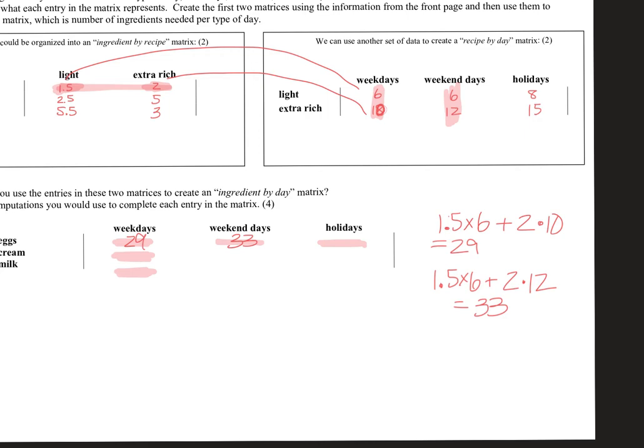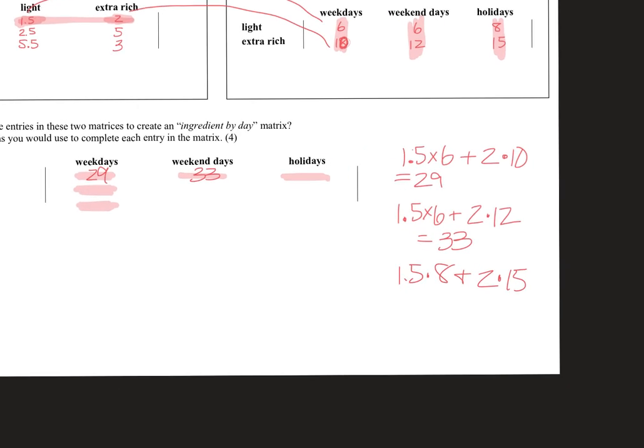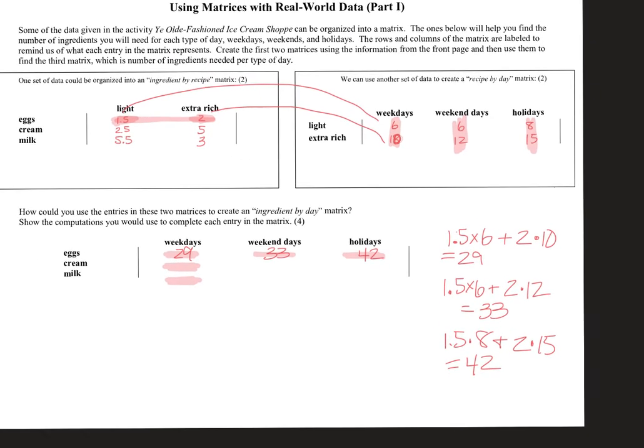And then last but not least, we'll look at our holidays. We've got 8 and 15. So 1.5, we'll go back. We need 1.5 for every light batch, and we need 8 light batches. So 1.5 times 8. And then we need 2 dozen for every rich, and we need 15 extra rich. So that's 30, 42, right? So we end up with 42 right there. And I know I'm doing that math kind of quickly, but hopefully you're staying with me on just the calculation part of it.